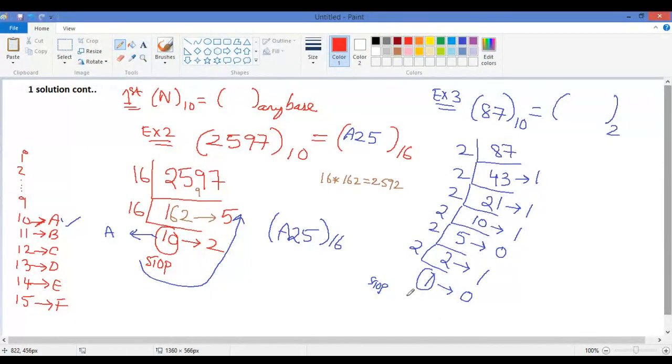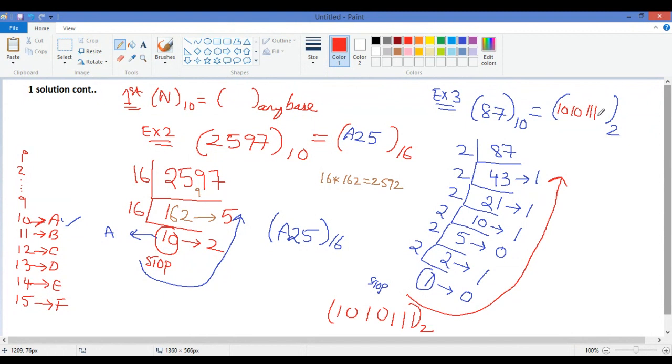From bottom to top. You take from bottom to top. If I take from bottom to top, I get 1 0 1 0 1 1 1. Okay. So this is the binary equivalent of 87. So now the answer is how much? The answer is 1 0 1 0 1 1 1. Okay. This is in binary. So all of you understood this procedure?